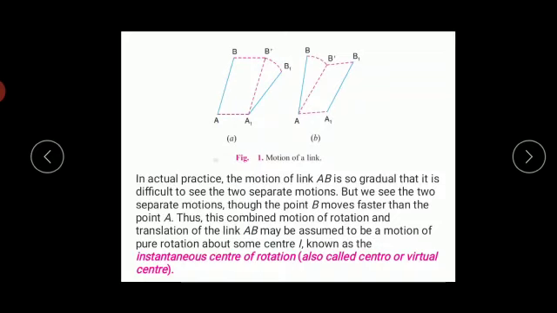In actual practice the motion of the link AB is so gradual that it is difficult to see the two separate motions, though we can see them through point B, as point B moves faster than point A. Thus this combined motion of rotation and translation of link AB is assumed to be a motion of pure rotation about some center I, known as the instantaneous center, or also called the virtual center.